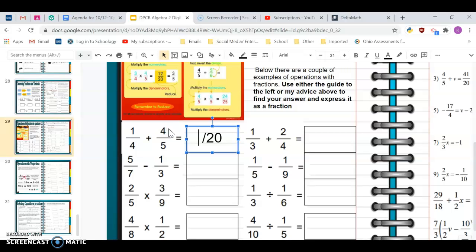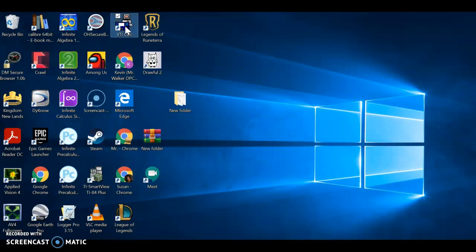So I have 5 plus 4. 5 plus 4 gives us 21. And let me just get that space fixed up. So 21 over 20. So that's one way we can do this. Another way we can do this is we're going to go through and solve this using our graphing calculator app. So I'm going to open that up on my calculator.